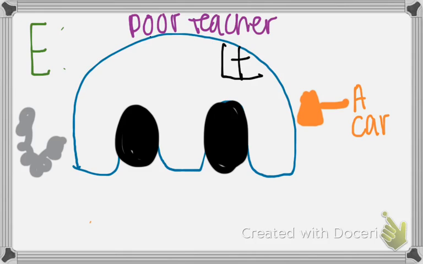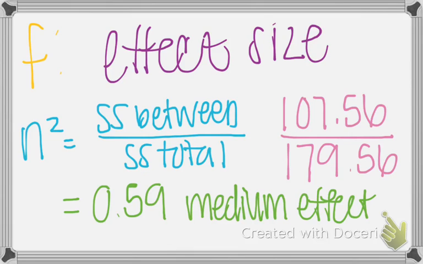The driving force for this group is the poor teacher. So you see I have the car, the poor teacher is driving it, because the average score for that group is the highest among the students' perception of the teachers. With effect size, you just have SS between over SS total, 107.56 over 179.56, and that will equal 59%, and that's a medium effect.